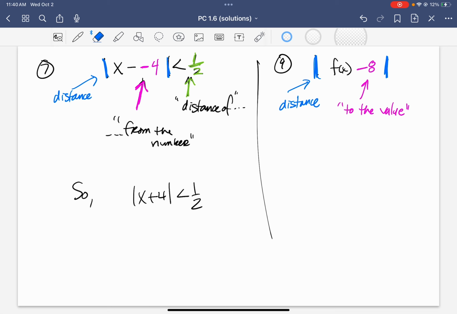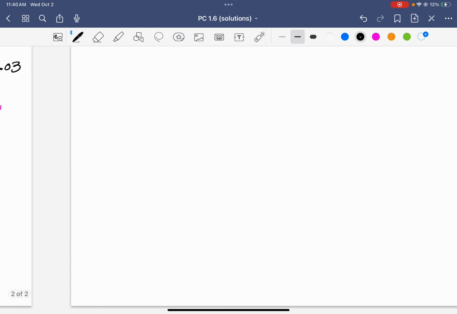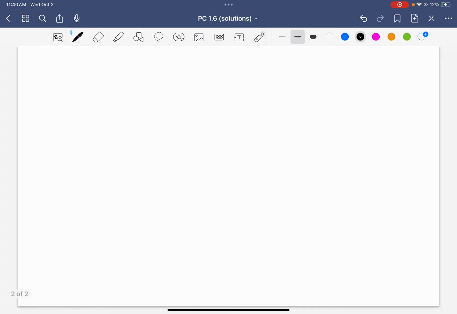So in this case, I want all my function values to be how close to 8? I want it to be less than 0.03 units. So it'd be that. So this says that my function is within 0.3 of 8, which is pretty amazing. So all this is going to be used later on to talk and to speak in calculus in ways that make sense, even more so than this does now. So let's look at number 17.